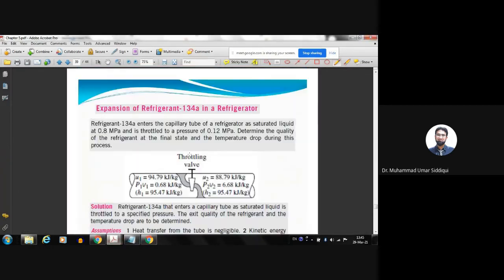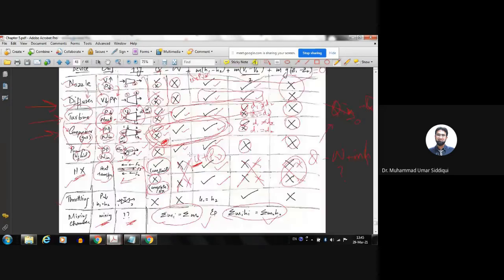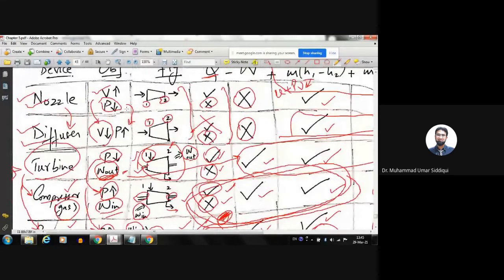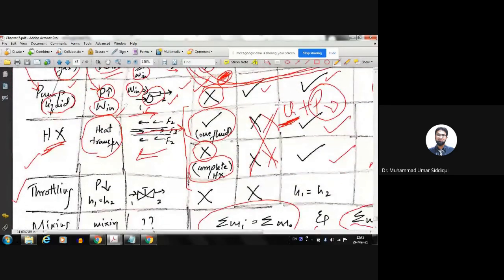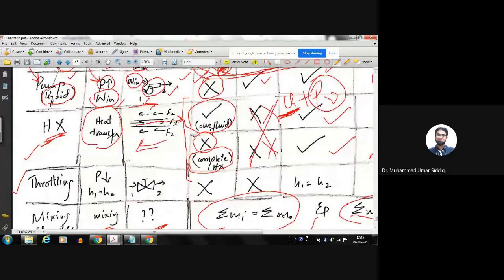So let's go to the last sheet. When we talk about the throttling device, what's happening inside it? Pressure decreases significantly, but the enthalpy remains constant. How do we represent the throttling device? It's basically a valve. So we have an inlet to the valve and an exit from the valve, like this.